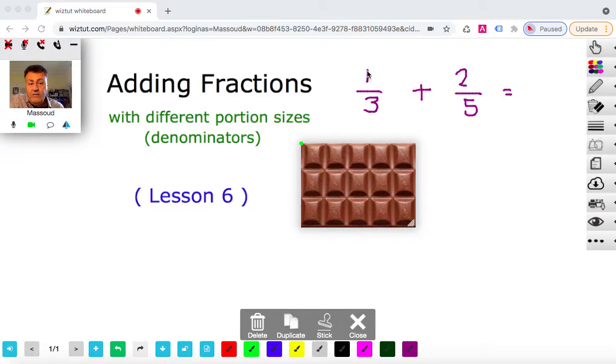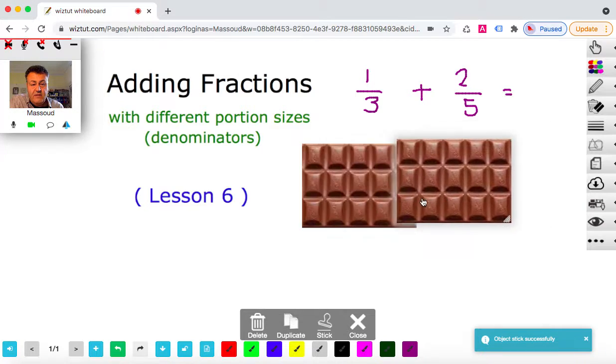So here we are adding a third, whose portion size is a third, and 2/5, whose portion size is a fifth. So as you can see, the denominators here, which are the bottom numbers, which show how many divisions there were in the original whole, are different. And so let's just quickly go back to the discussion that we had in our previous lesson.